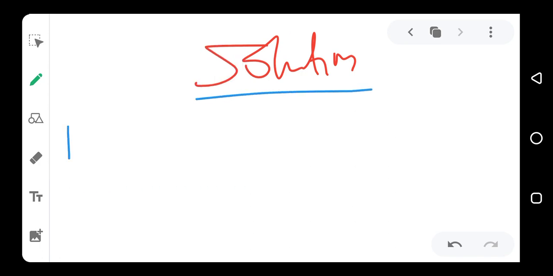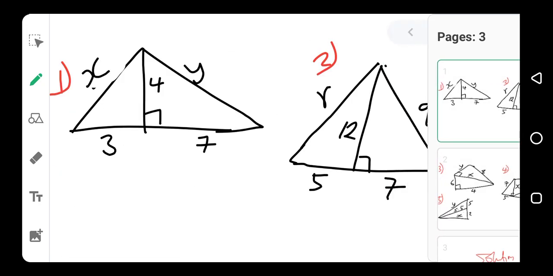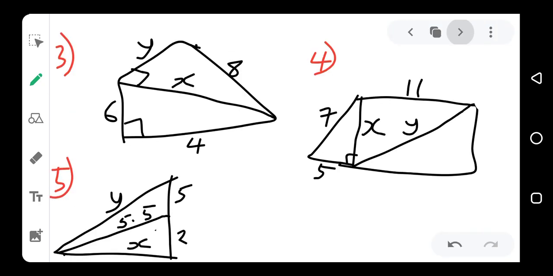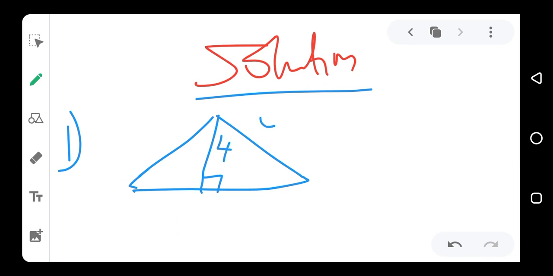Solution number 1. Now let's draw the triangle again. Triangle number 1, let's draw it again. That is this. Now we have here, this is perpendicular, this is 4, this is y, this is 7, this is 3, and this is x.